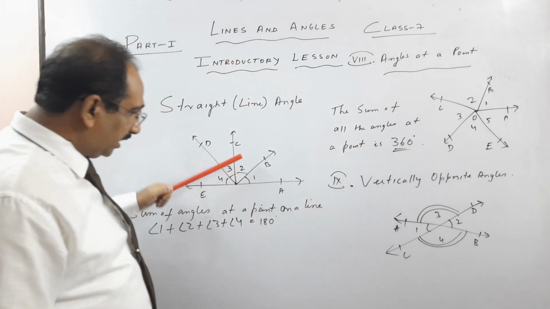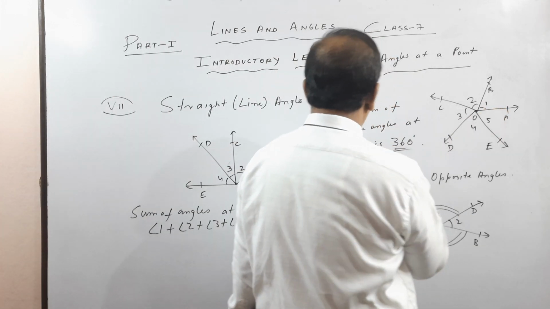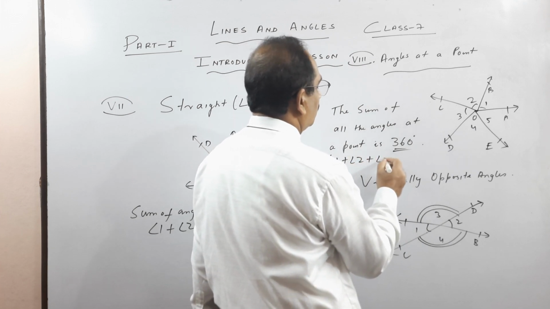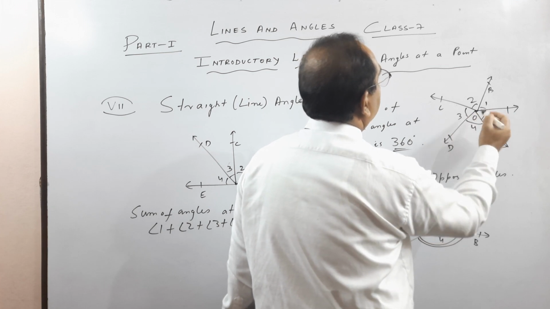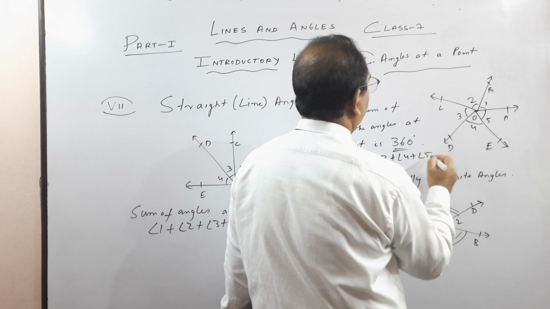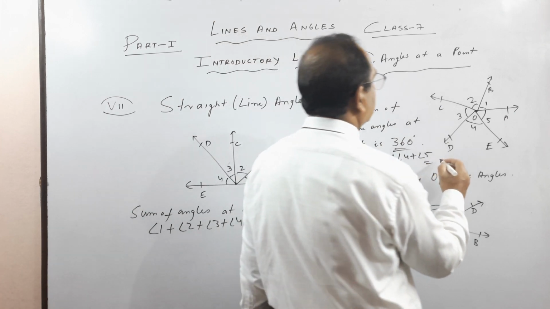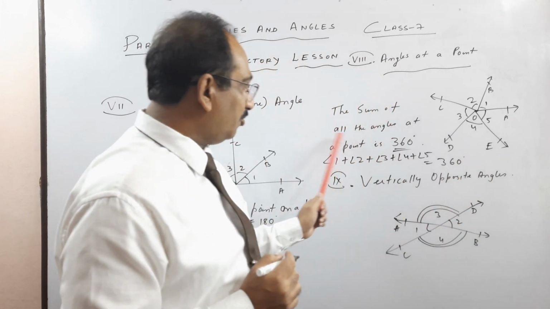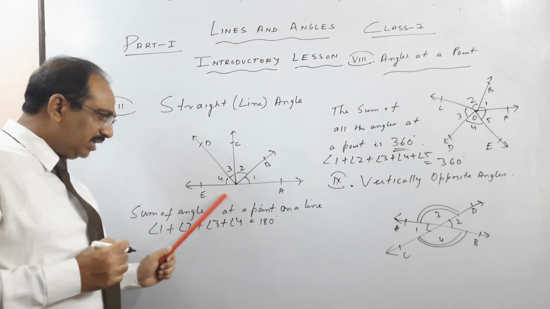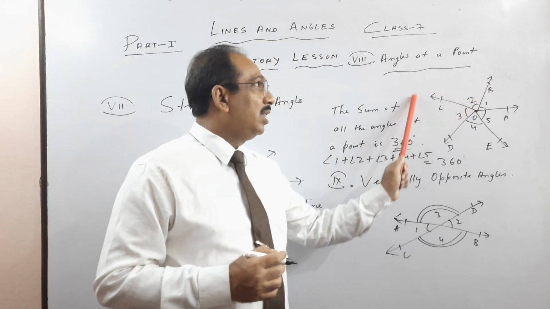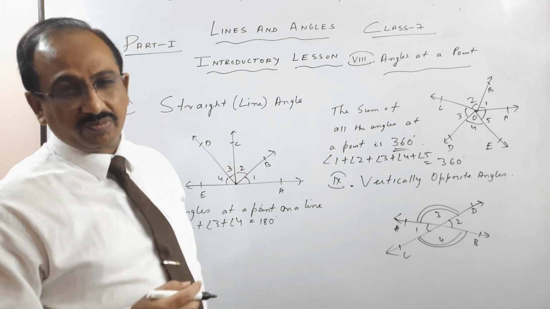Another very important thing: angle at a point. If you see both sides of the straight line, we get the full circle, children. Here, angle 1 plus angle 2 plus angle 3 plus, this is O, angle 4 plus angle 5. If you add all these angles at a point, it will give you 360 degrees. So once more, the sum of all the angles at a point is 360 degrees. You can imagine one side of a straight line is 180, the other side 180, so the total angle round a point is 360 degrees. This is also quite important, and more frequently used.